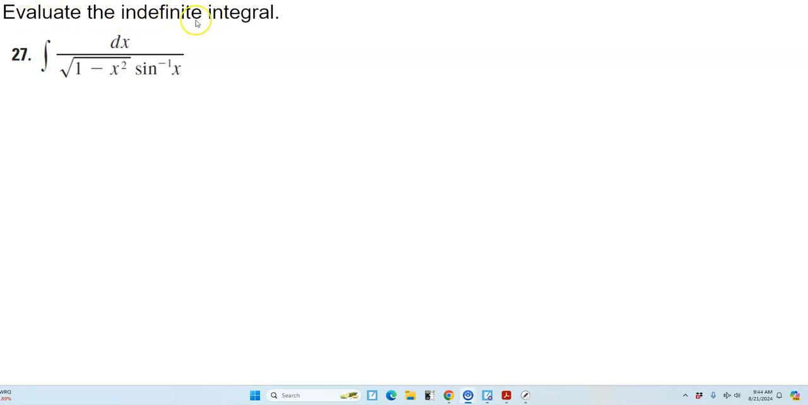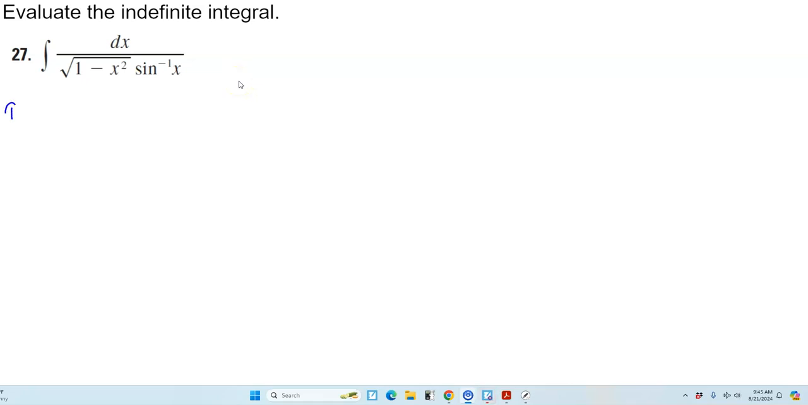Evaluate the indefinite integral. So here we have the integral dx over the square root of 1 minus x squared times the sine inverse x. Okay, so we have to decide which one we are going to use the substitution for. Well, we do know what the antiderivative of the sine inverse x is.